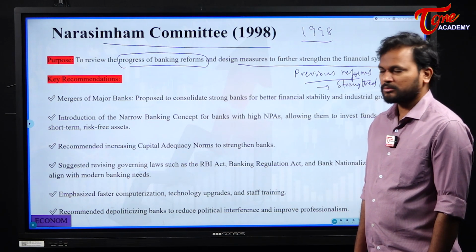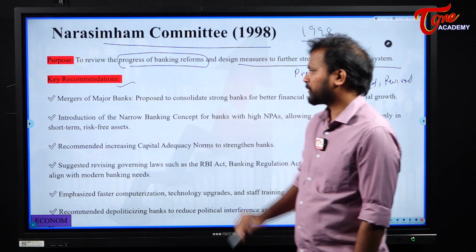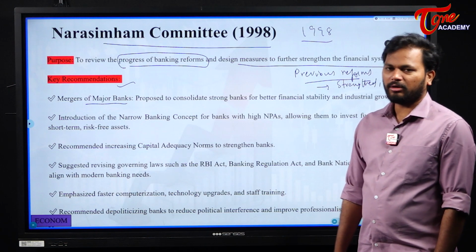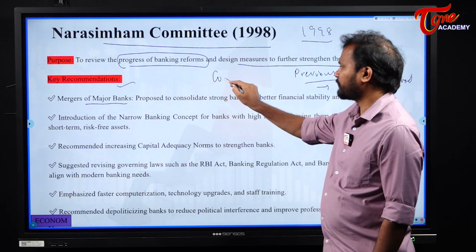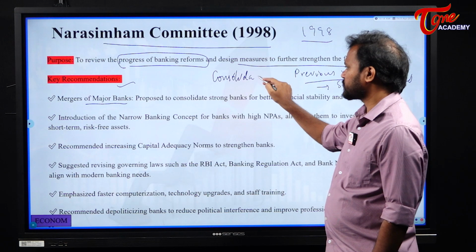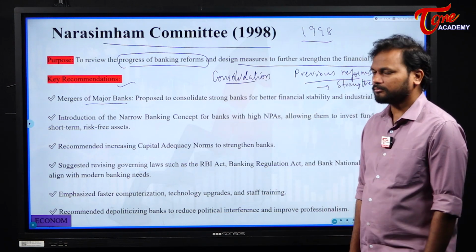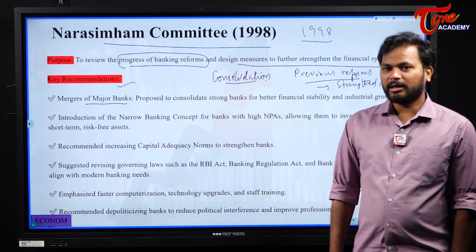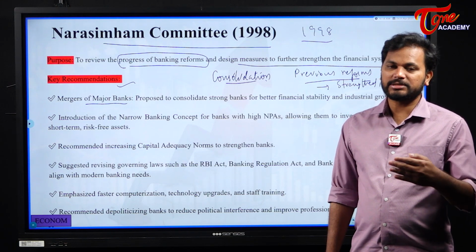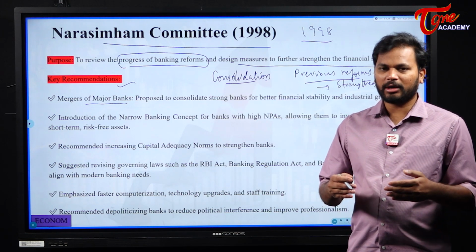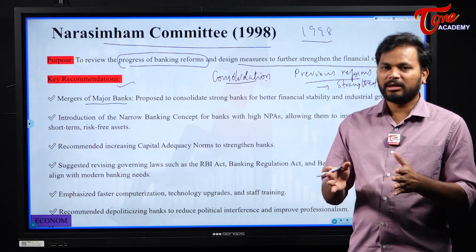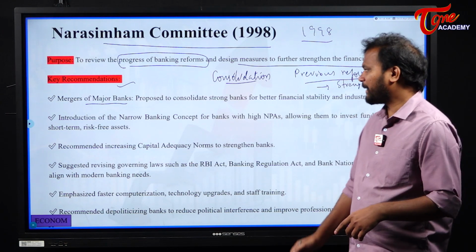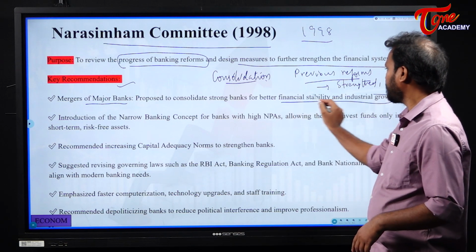Clear? Okay. Now, what are the key recommendations? Merger of major banks. See, merging of the banks leads to the consolidation of the banking system. For more financial stability and risk integration, the merger of the banks becomes very important. If the banks are not merged and are divided into individual systems, obviously there is more risk associated with it. The merger of the banks will lead to more financial stability and industrial growth.